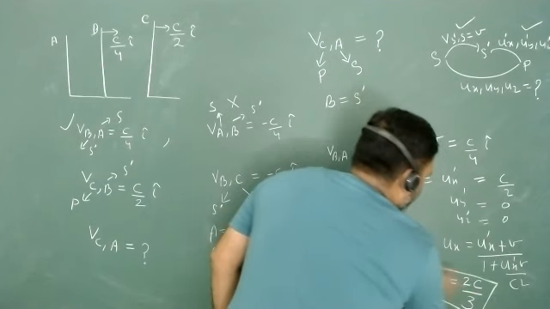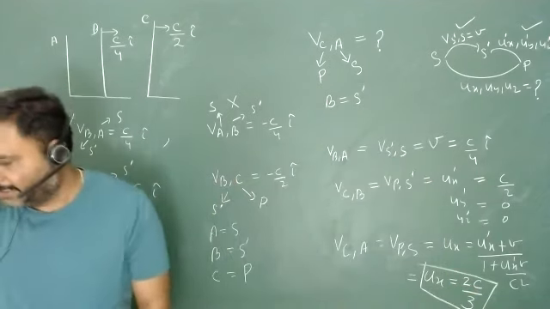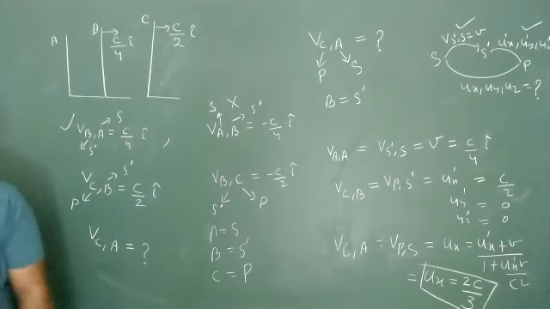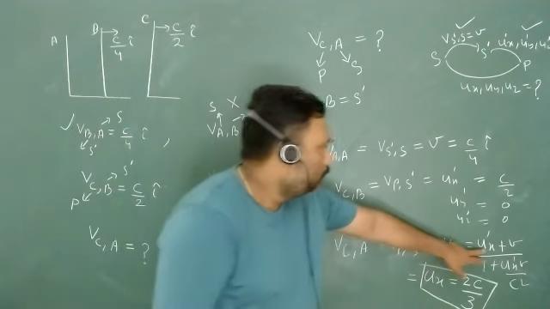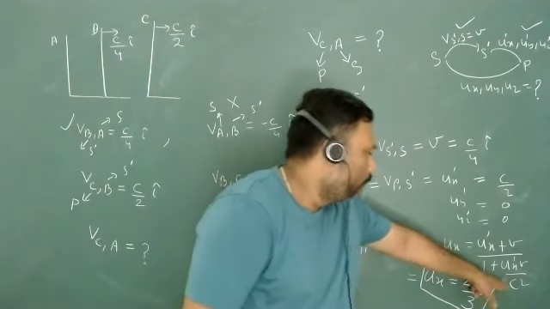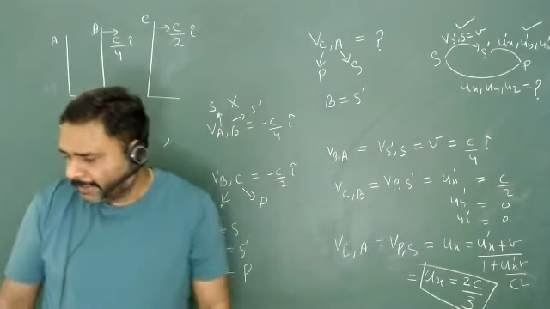I think you will get the number 2C by 3. Just check it. Are you getting this one? Yes, sir. This will be C by 2, C by 4, and you will put it here. You will get 2C by 3. Just check it.